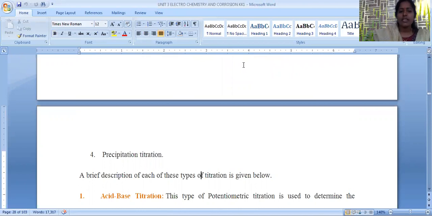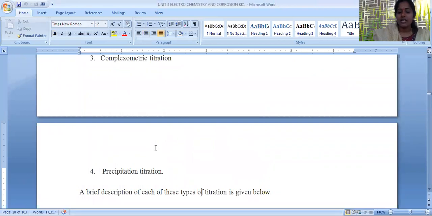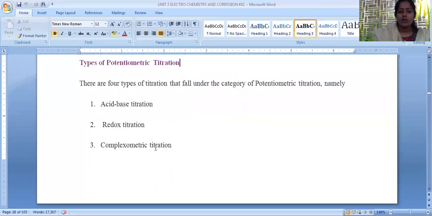Now let us see how many types of potentiometric titrations are possible. Potentiometric titrations are broadly classified into four types. One is acid-base titration, second is redox titration, third is complexometric titration, and the fourth is precipitation titration. In acid-base titration, the acid is taken in the conical flask and the titrant taken in the burette is a base, an alkaline solution whose concentration is already known, and the acid is the unknown solution. By this titration, we determine the concentration of the acid solution.